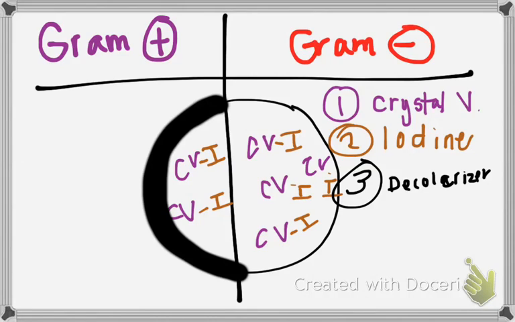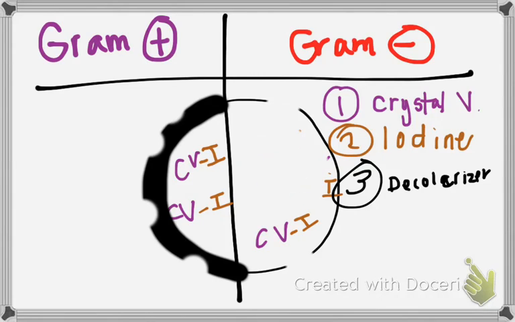Okay, so the decolorizer does just that. It removes the color. Well, this over here is really thick, and so it can't do that to the gram-positive side. The decolorizer kind of just does like that. It doesn't do anything. The gram-negative, on the other hand, see how I made a hole in the peptidoglycan? So that the crystal violet and the iodine all come out.